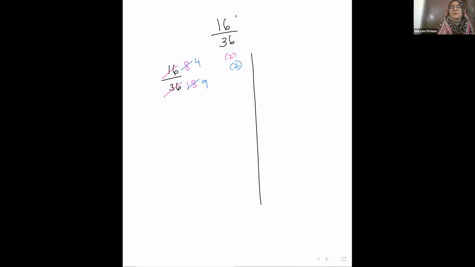But if you were to ask yourself, okay, we do have 2 in common, but do we have something bigger than 2 that's also common? For example, can we say that 4 is common between both of them? Because 4 fours are 16 and 4 nines are 36. Yes. So you have just solved it simply in one step.